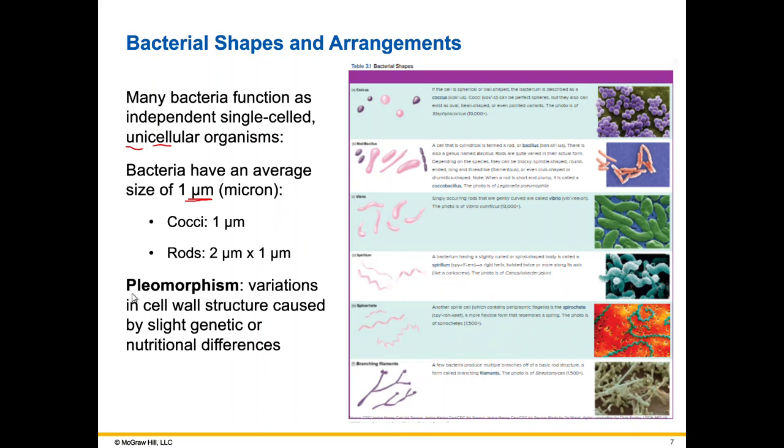There is another term before we move on I want to mention, and that's pleomorphism. Some bacteria we call pleomorphic because they can have variations in their cell wall structure, and that can cause them to have slightly different shapes from one to the next.